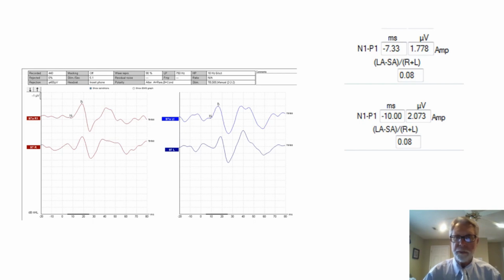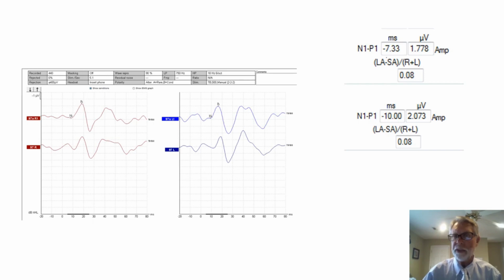Here's an oVEMP that I collected on myself, best oVEMP I ever saw, because I'm able to do some filtering and make it look textbook if I want. And I marked N1 and P1 on both sides and did replications to make sure that I had a legitimate response. And then the system calculated everything for me.